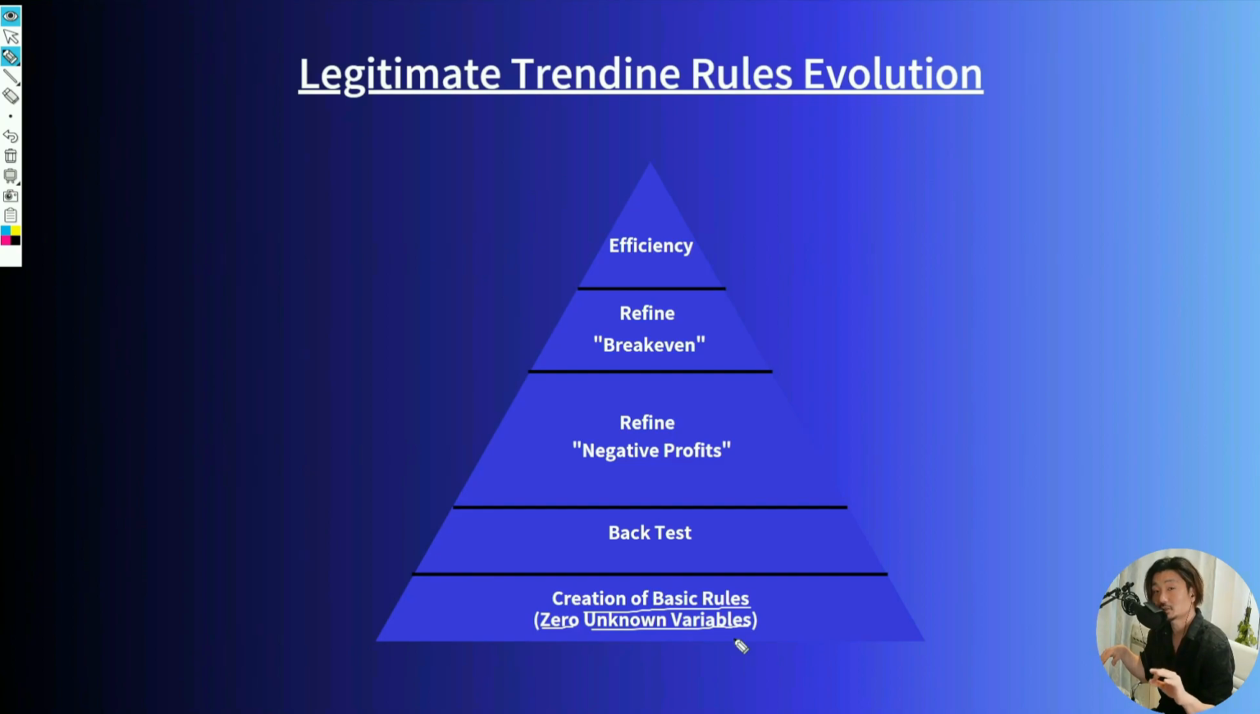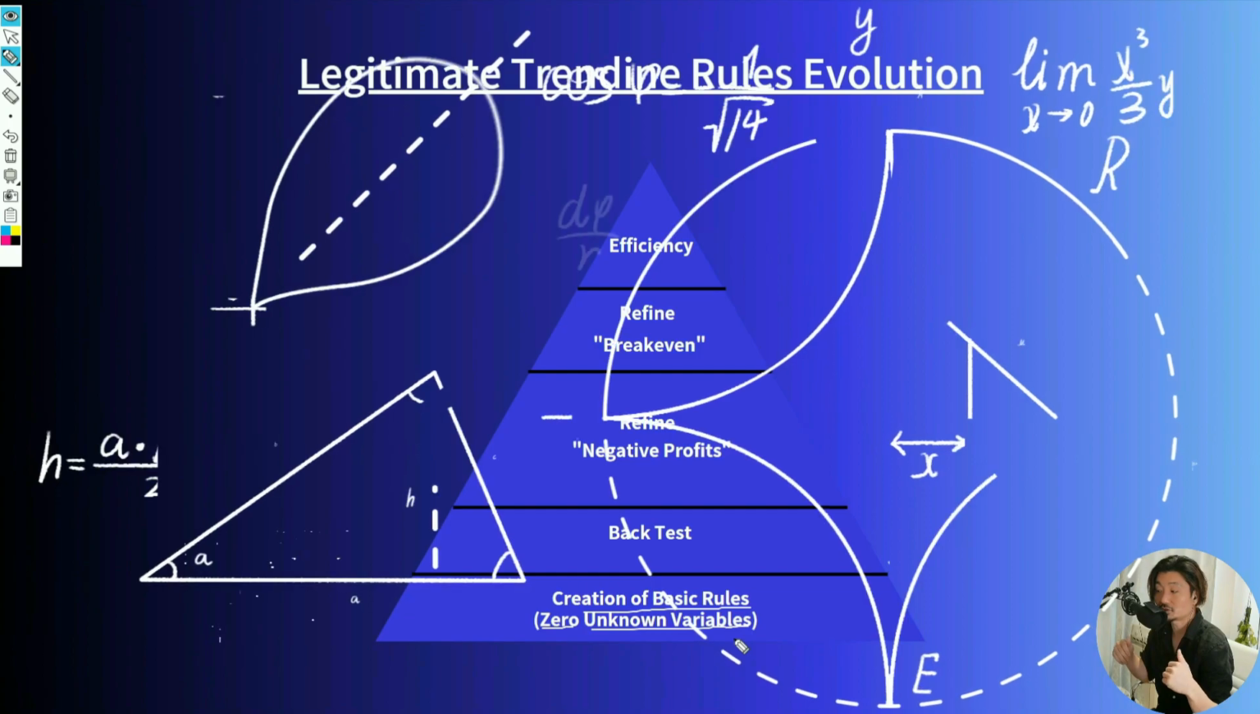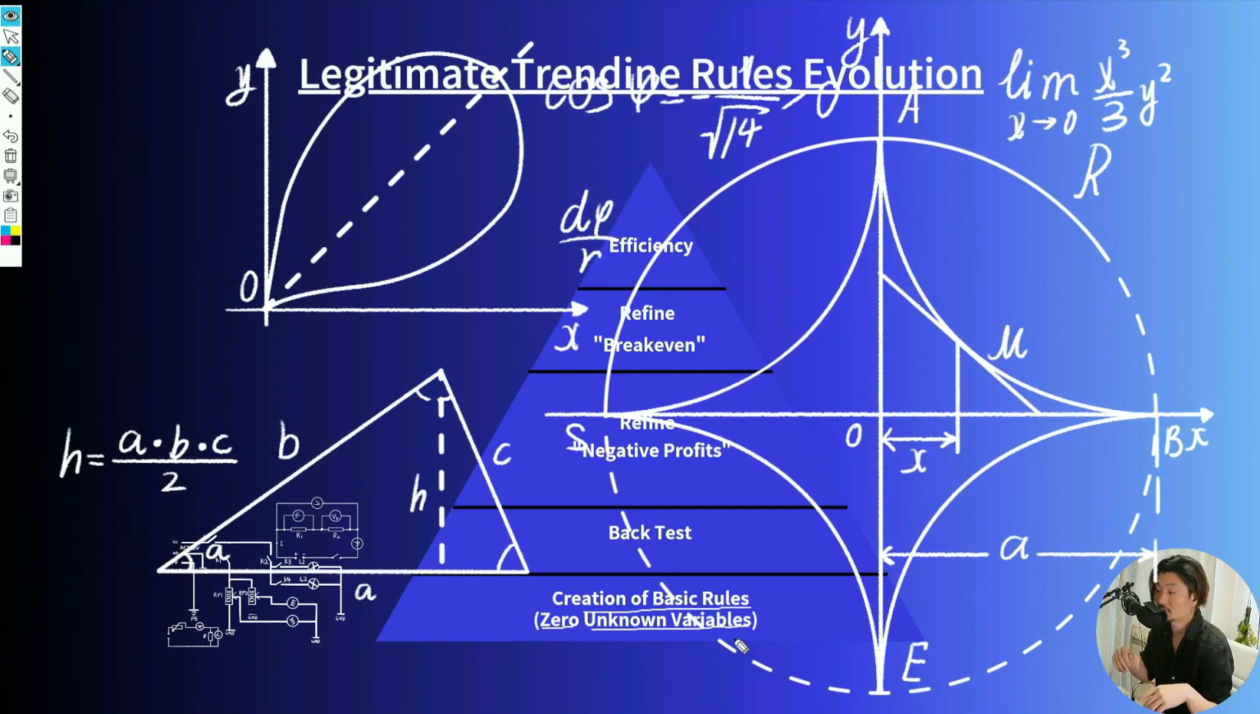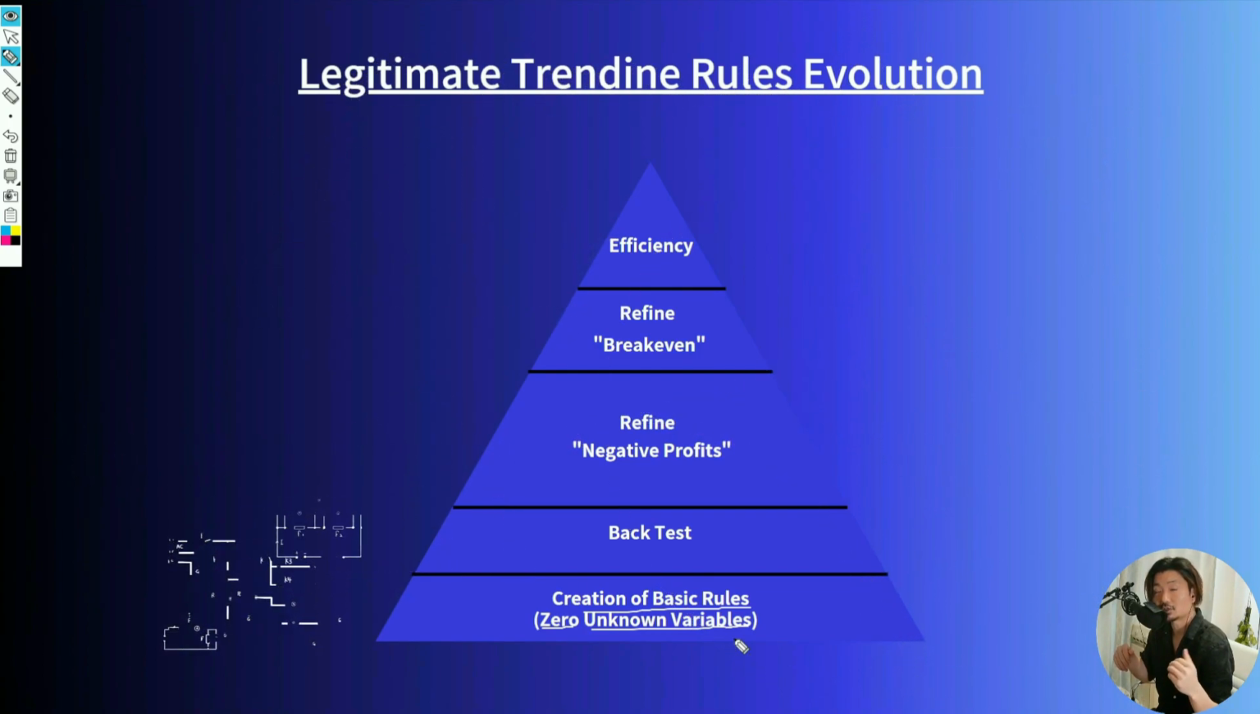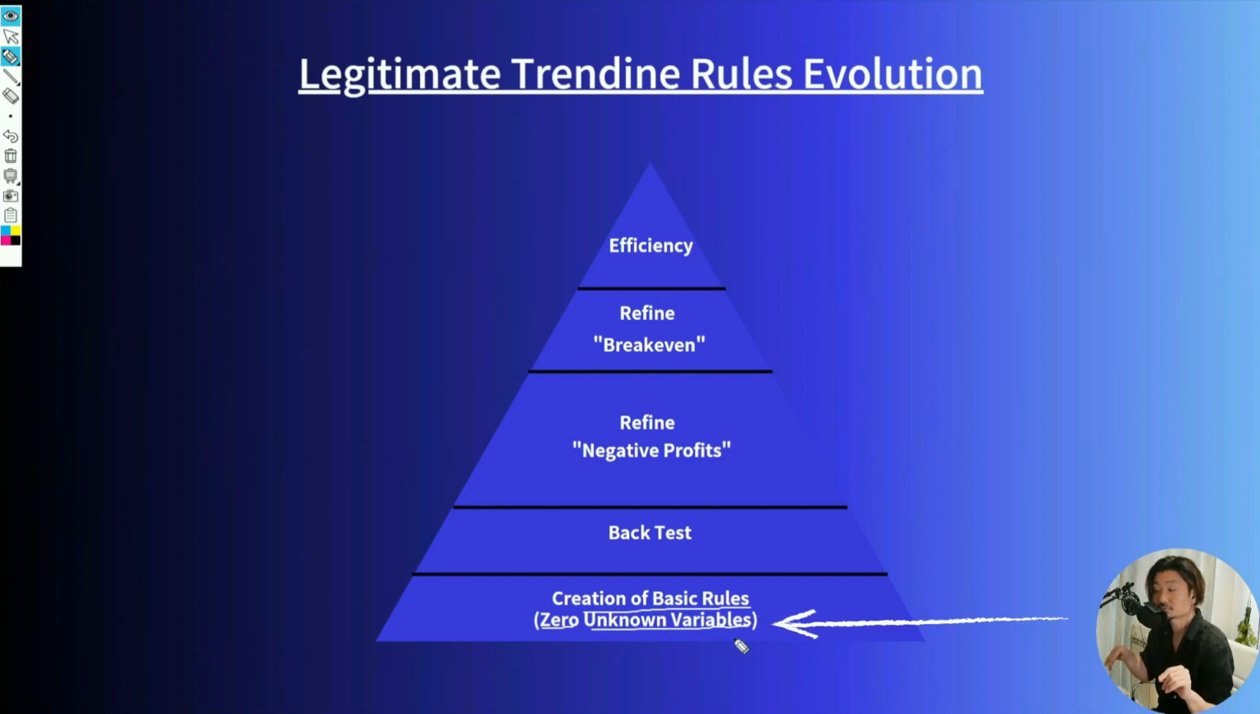So like I explained in lesson 1, an unknown variable is an aspect of your rules that you personally do not have full knowledge of. So if you're using a sophisticated formula or a technical indicator, you didn't make those, right? And if you didn't make them, that means you do not have a full understanding of it. Or in other words, there are unknown variables, okay?